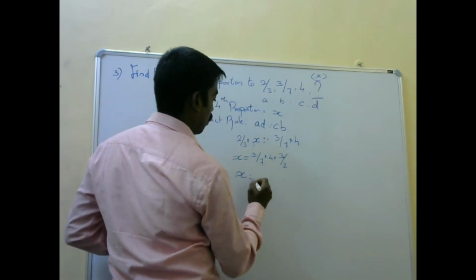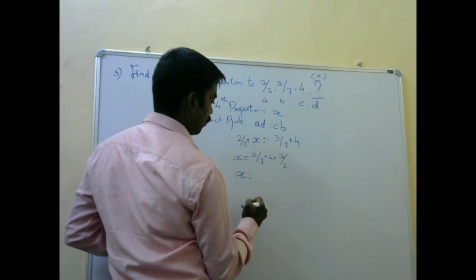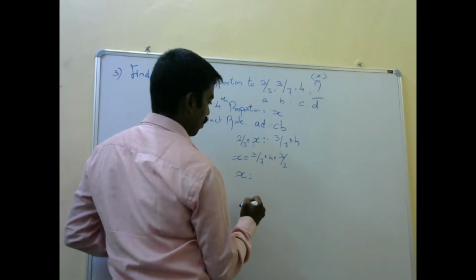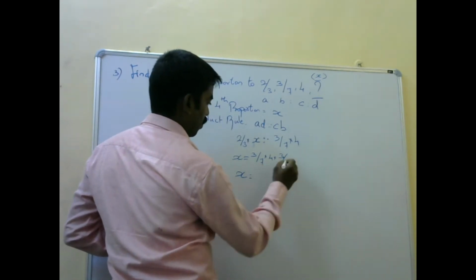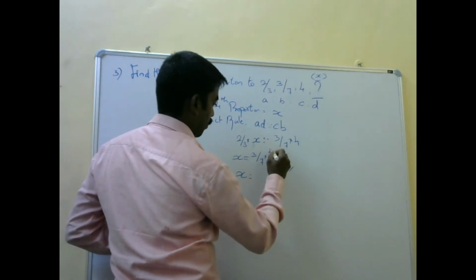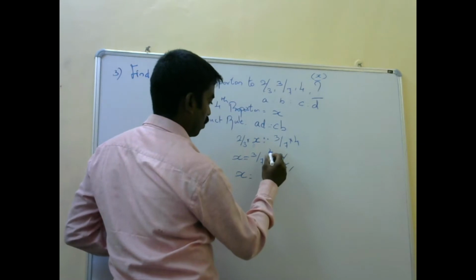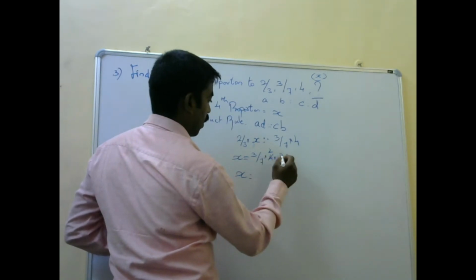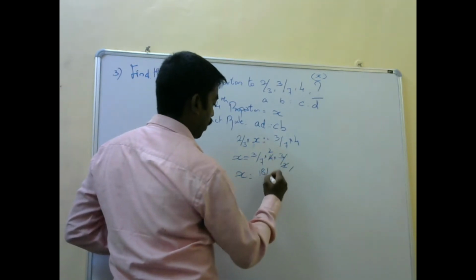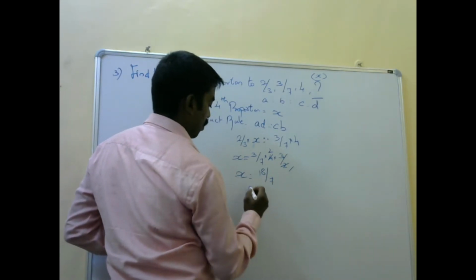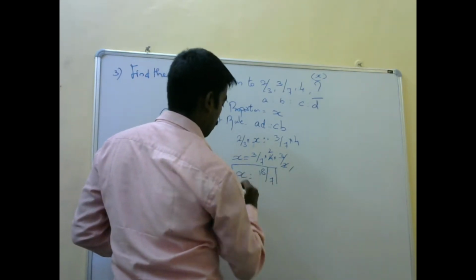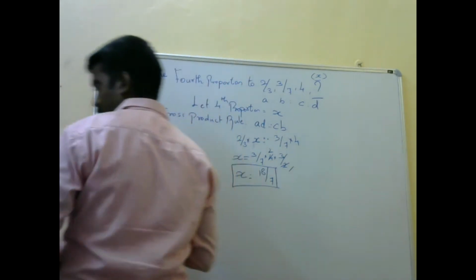So x is equal to 3, 3 3s are 9, 9 2s are 18, so 18 by 7. Please copy this.